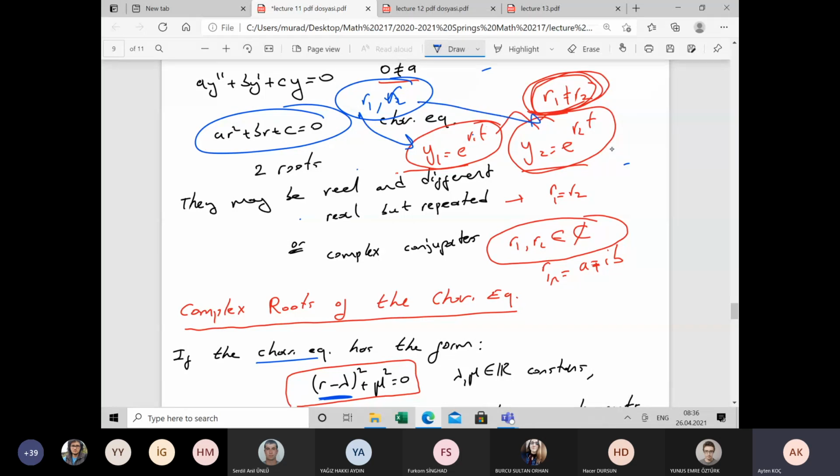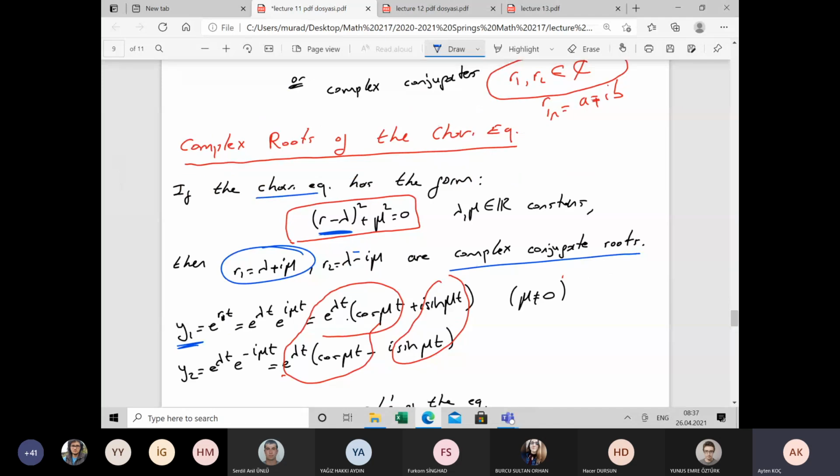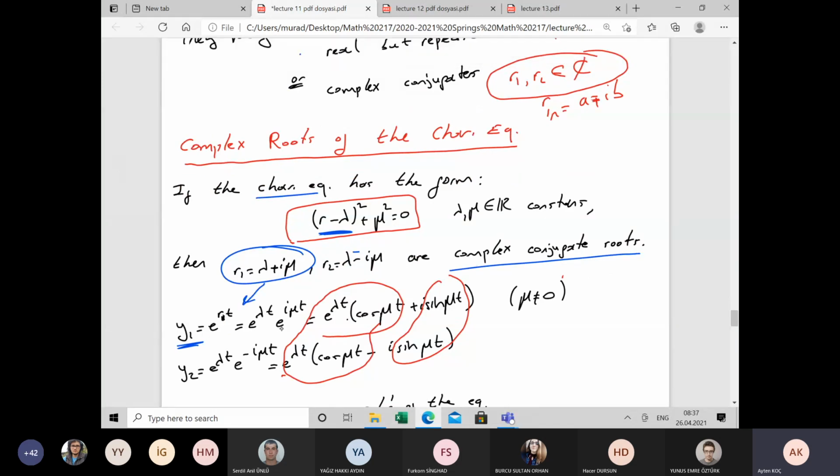Here this is the first root, so y sub 1, the first fundamental solution, is e to the r1 t. Substituting r1, we obtain e to the lambda t times e to the i mu t. Also we know from calculus that e to the i mu t is cosine mu t plus i sine mu t.